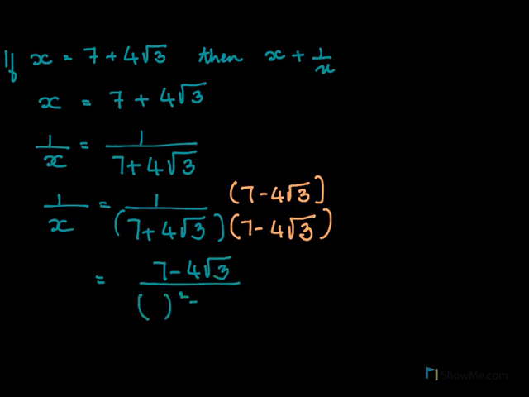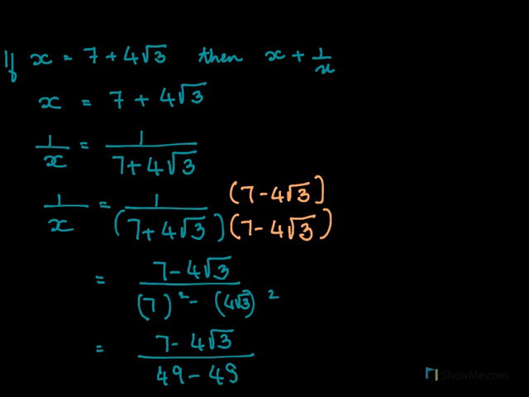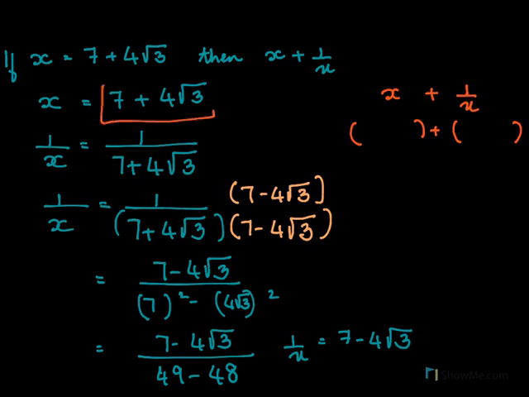A plus b, a minus b, a square minus b square. So 7, 4 root 3. So this is 7 minus 4 root 3. 7 into 7 is 49 minus 48. So 1 by x equal to 7 minus 4 root 3. In the sum, we need to find out x plus 1 by x. So we put x in one bracket plus 1 by x in the other bracket. So here we found out the value of x, that is 7 plus 4 root 3.